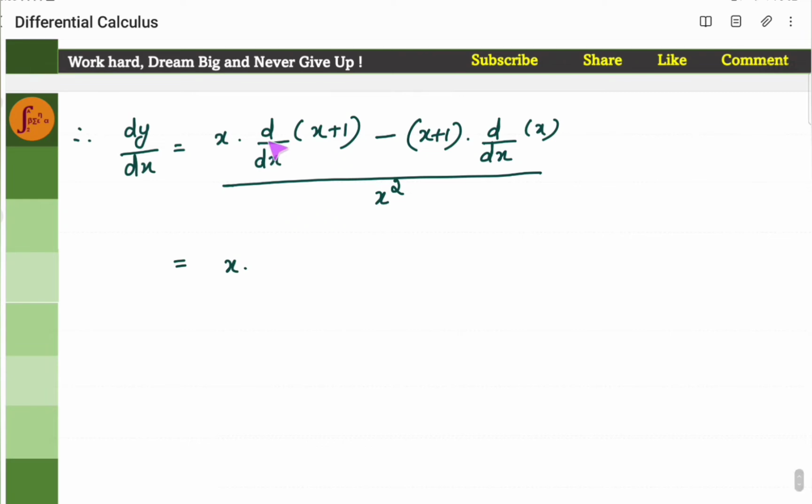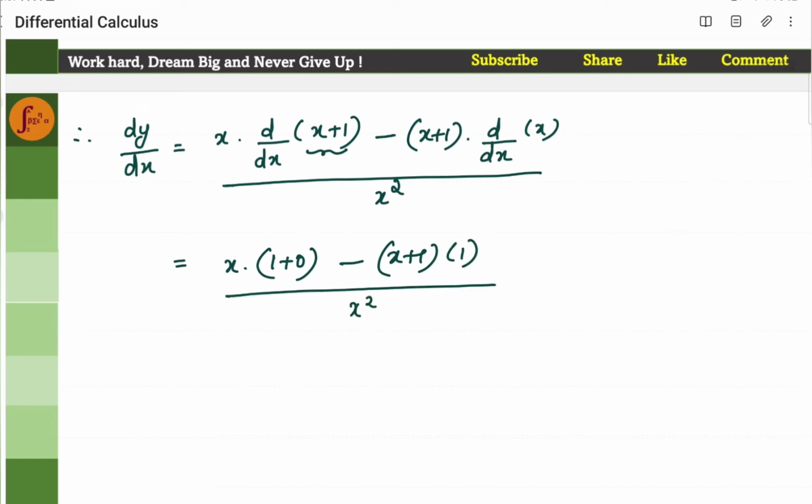Now this will be x into, what is the derivative of x plus 1? Remember, here you have to apply the sum rule, that is, addition of functions are there. So you have to take the derivative of x and the derivative of 1. The derivative of x is 1 and the derivative of a constant is 0, right? So you get it like this, minus x plus 1 into the derivative of x, which is 1, by x square.